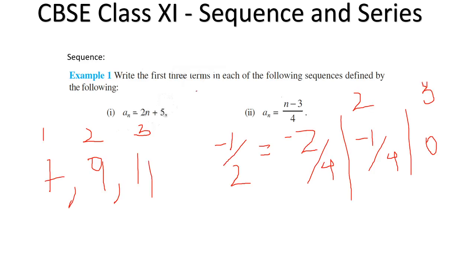So here we write the first 3 terms in each of the following sequences. When n is 1 we have the first term as 7, when n is 2 we have the second term as 9, when n is 3 we have the third term as 11. Next, when n is 1 we have minus 2 by 4, when n is 2 we have minus 1 by 4, when n is 3 we have the third term as 0.